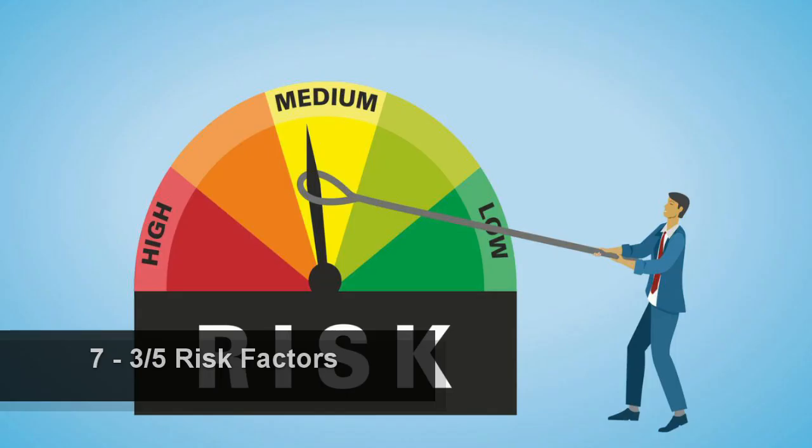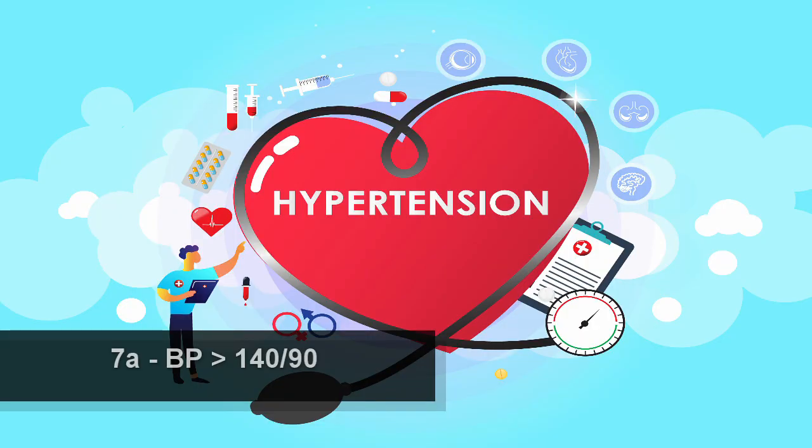7. Does the patient suffer from at least 3 of the 5 following risk factors? I know, we've just come to the end of one list, now there's another one, so let's use the phonetic alphabet for this. 7 alpha. Is the patient suffering from hypertension, also known as high blood pressure? For the purposes of the TIMI, we are looking for a reading greater than 140 systolic by 90 diastolic.